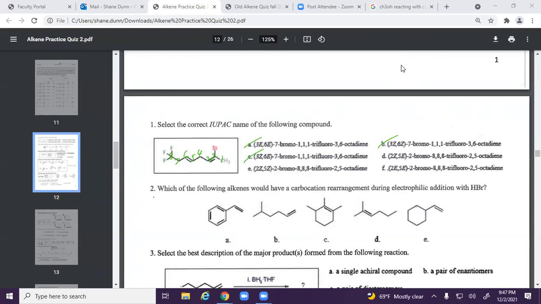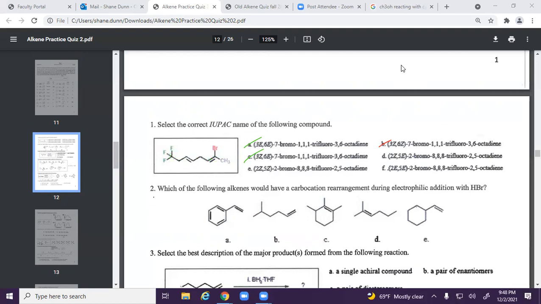Octane. Now we have to figure out what double bonds are located. So where's the first set of double bonds? Between two and three and six to five. Correct? Okay. Good.